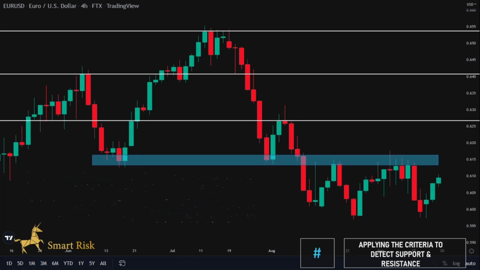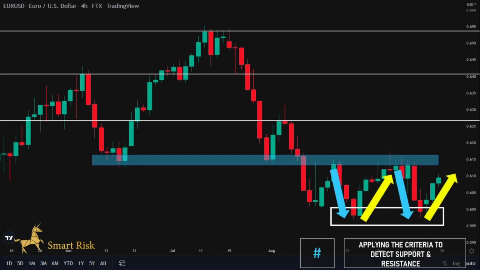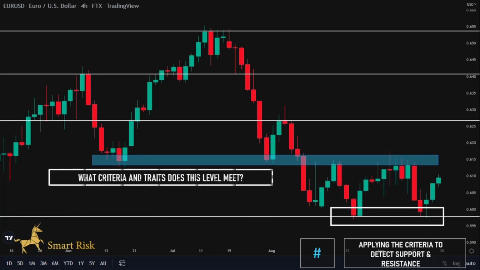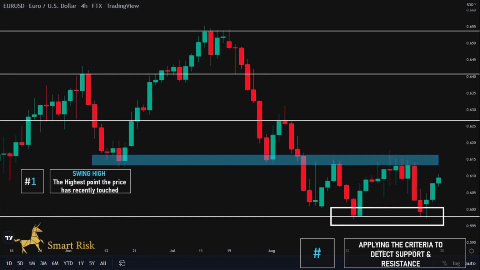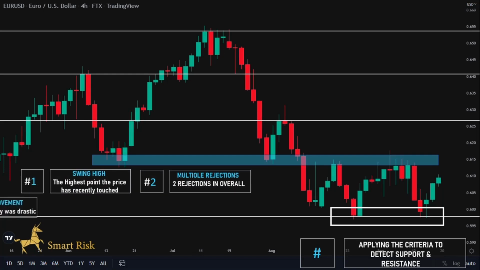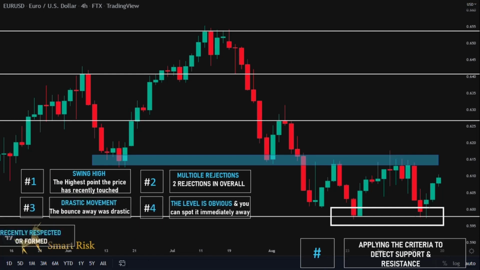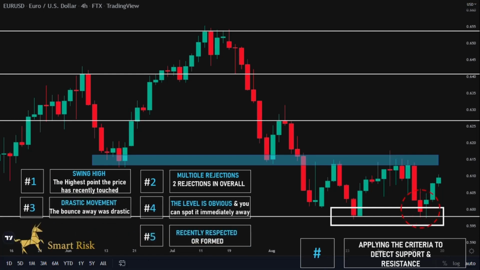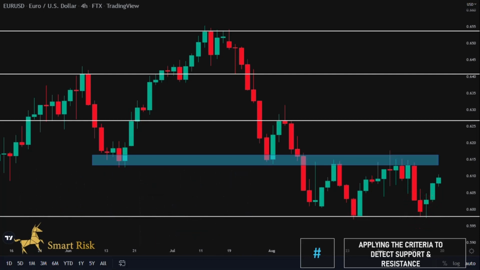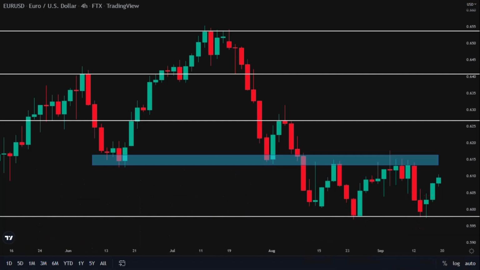So moving down to our last level, we have this level at the very bottom where price dropped, hit and reversed from, so we draw in. Again, what traits and criteria does this level meet that makes it a good level of support? 1. It is a swing low. 2. There are rejections. 3. Drastic movement. 4. The level is obvious. 5. It is recently respected or formed in a recent time period, meaning in the current time period, it is still valid. Now you have all your key levels drawn in. So let's continue to the next pair.